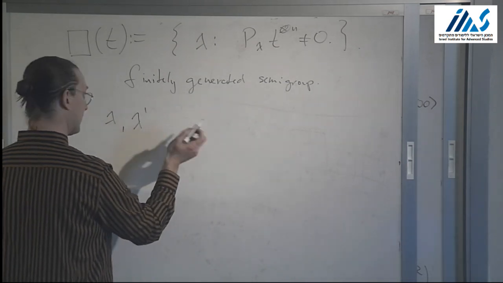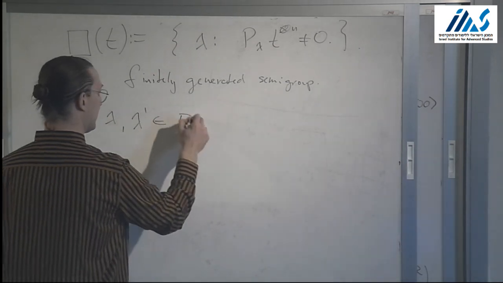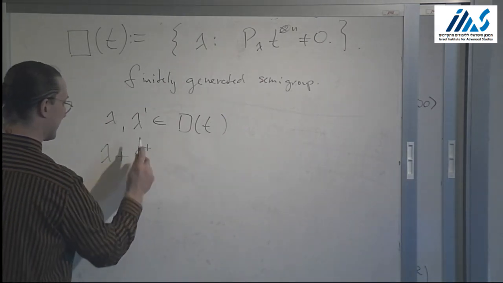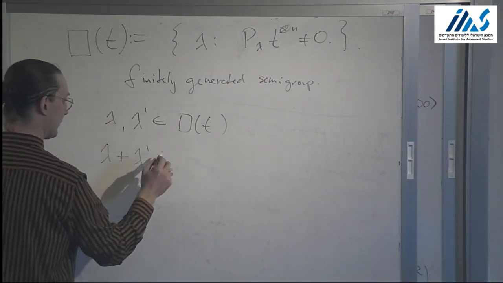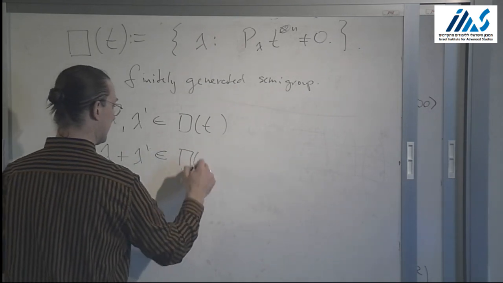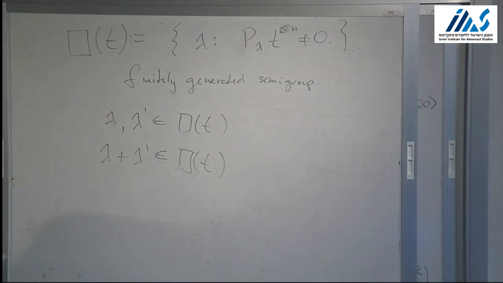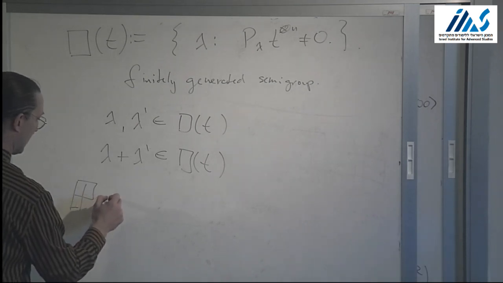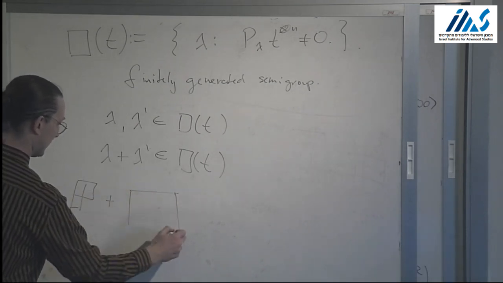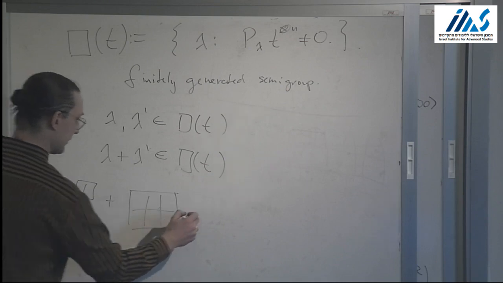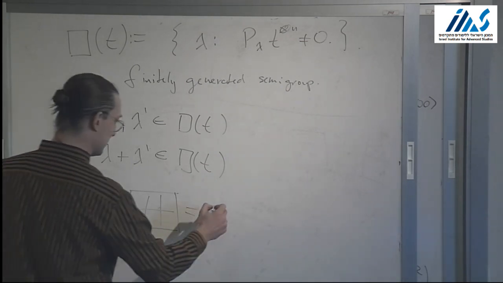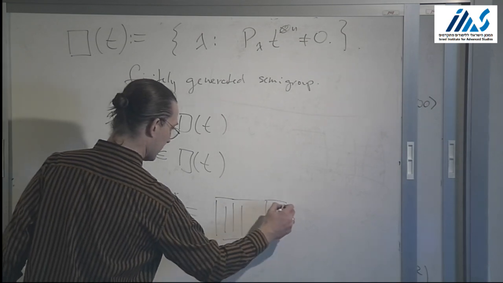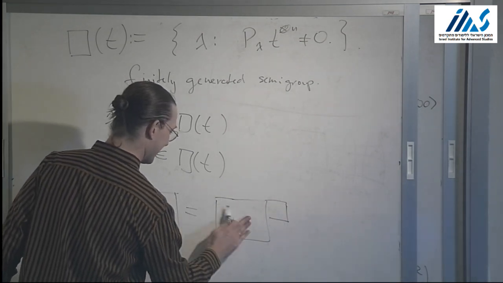What I mean by saying that it's a semigroup is that if I have these two guys, then I can add them up, and they will still be in here. What do I mean by adding them up? I just mean that if I have a diagram like this, and I have another diagram like this, then I add them row-wise. Oh, okay. All right.